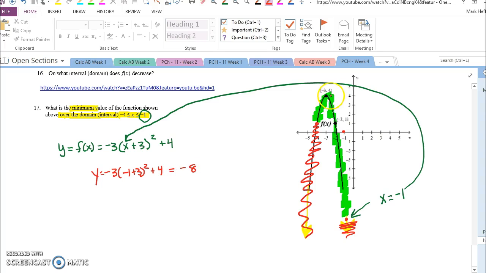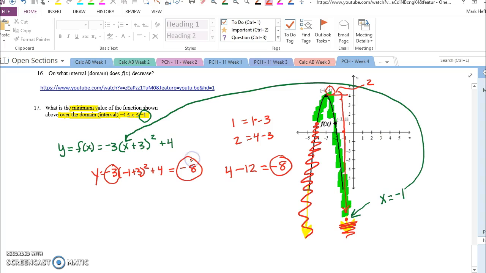Or I could say, hey, I know that I'm going to go over 2 in the x, from -3 to -1, and then how far down do I go? Well, if we think about our table, 1 times 1 times 2 equals 4, but remember, I'm taking everything and multiplying by -3. So I'm really down 12. And I'm down 12 from my maximum of 4, so 4 minus 12 is also -8. Two different ways to get the same answer.